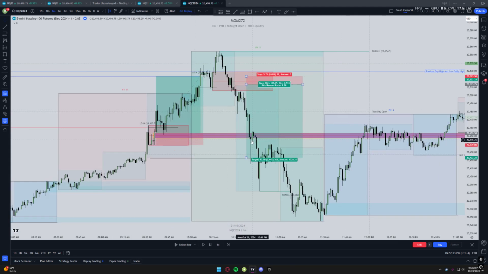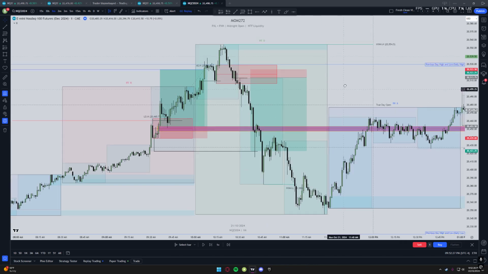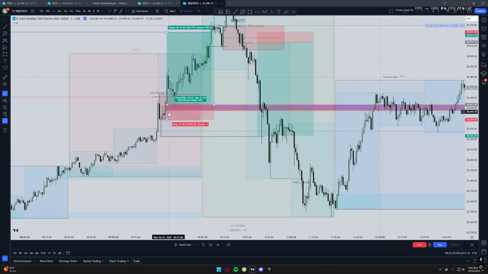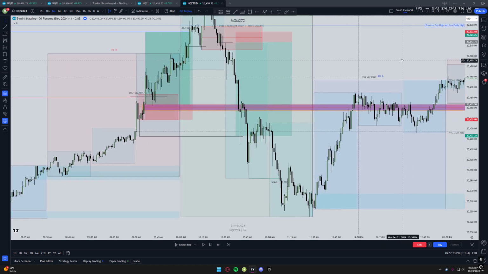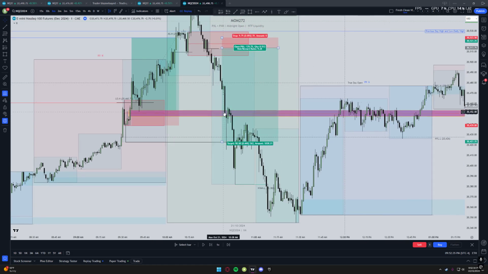What's the consequent encroachment? The consequent encroachment is the 50% or the mean threshold of the PD array. So we have the first fair value gap. The consequent encroachment is that middle line, the 50%. Now, when we come up above the 50%, we sweep above the whole thing a little bit, which is not a sign that we're not in a sell program, but it's not a sign that we're in an amazing, easy sell program.